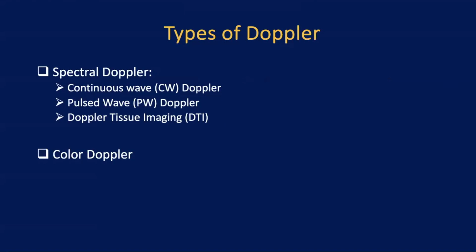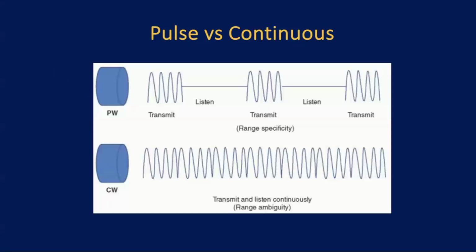Just a quick reminder for us: we have two main types of Doppler. It's the spectral, the one we see displayed by velocity and gradients, and the color Doppler. The main difference between the pulse and the continuous is that continuous is continuously sending and continuously receiving. The pulse will send and wait, listening for the upcoming signal.